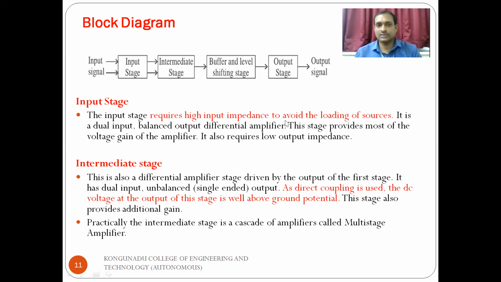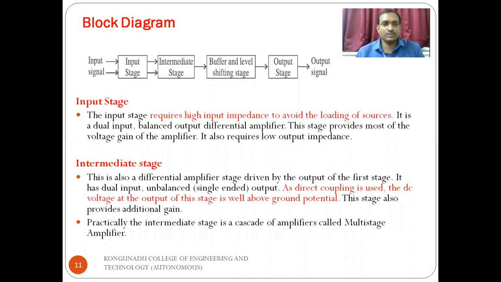The characteristic of this stage of the operational amplifier is that it requires a high impedance to avoid the loading of sources. So the input stage has high input impedance to avoid the loading of sources, and output impedance is very low. So input impedance is very high, output impedance is very low. This input stage provides most of the gain of the operational amplifier.